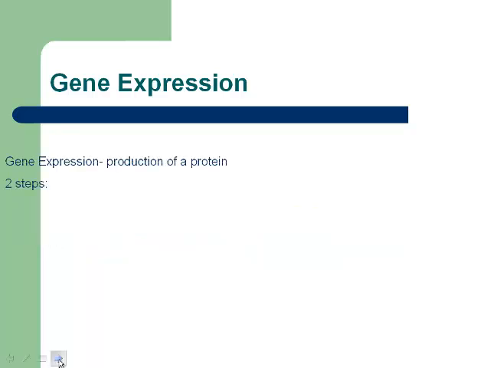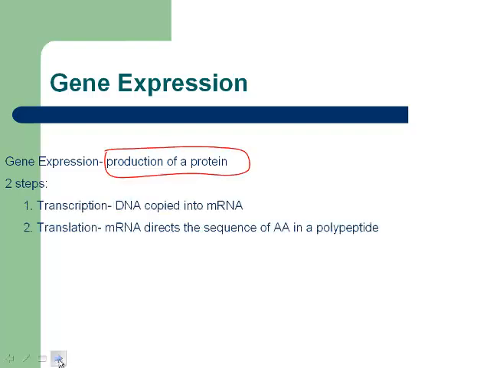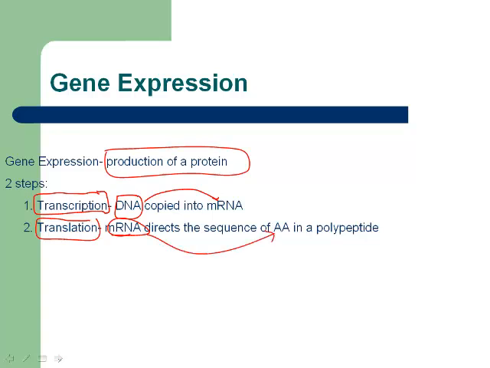So gene expression, which means making the protein, is made up of two main steps. This is the one that we're going to deal with today, transcription, where we're going to take DNA and change it into RNA. And then next day we're going to do translation, which is taking that RNA and moving it to the ribosome, where it's going to tell what the sequence of amino acids is going to be. So pause that and write that down.